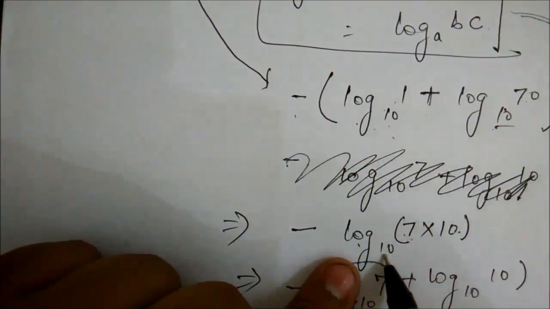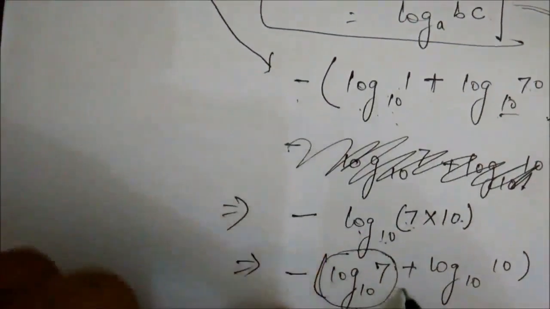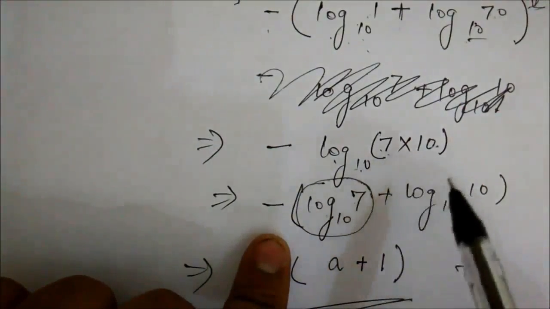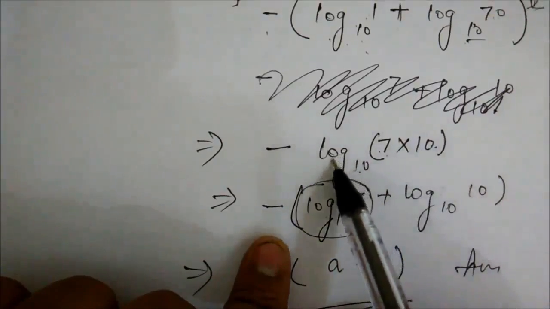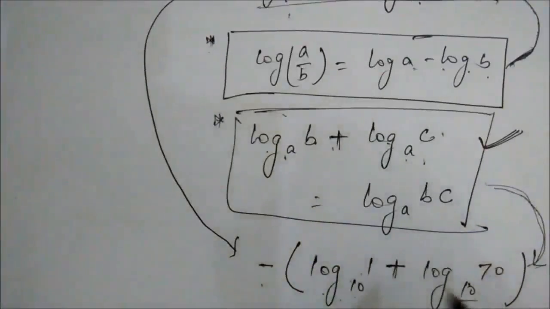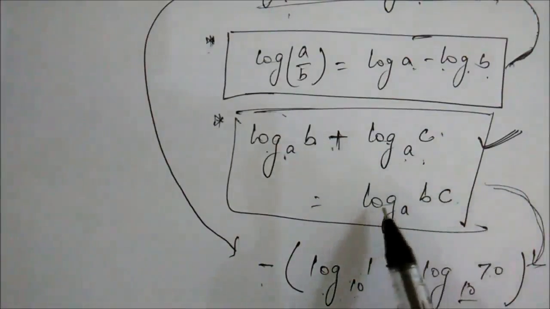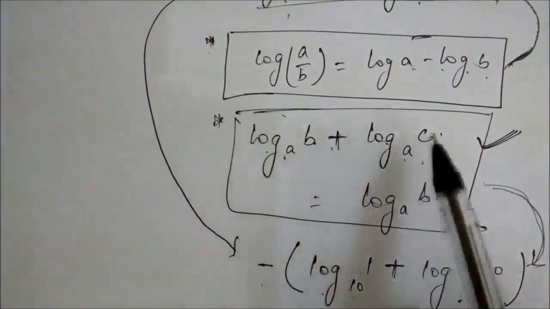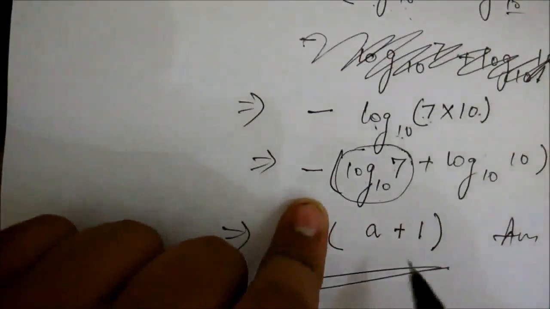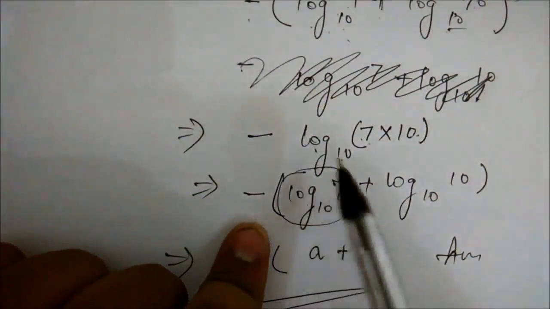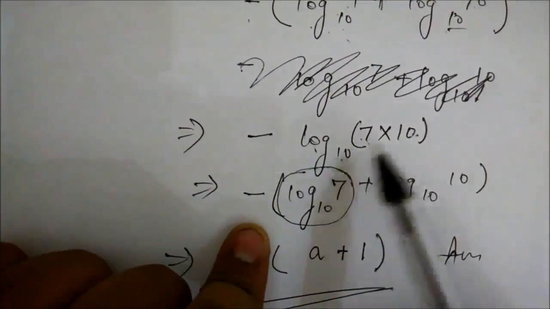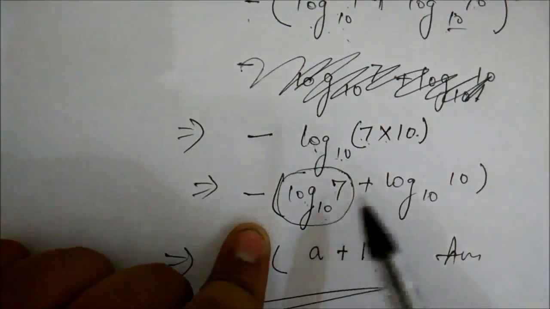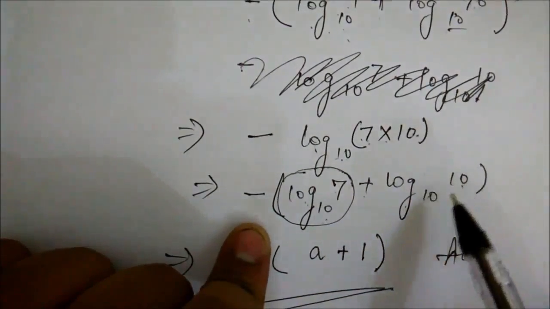And now I'm again expanding this, keeping minus as it is, log 7 to the base 10, since it's multiplication and we are applying log on both. So see, I'm just reversing this formula. Log BC to the base A can be written as log B to the base A plus log C to the base A. Similarly here, I can write log 7 to the base 10, since it's multiply, so vice versa using the formula, it will be log 7 to the base 10 plus log 10 to the base 10.